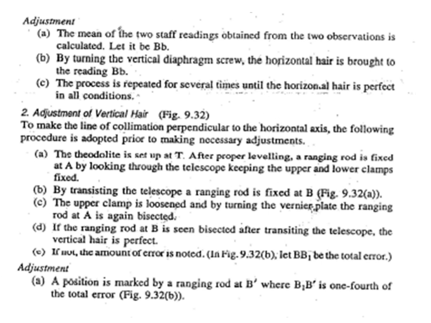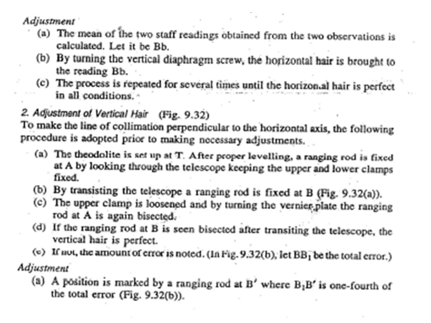The adjustments are done as given below. The mean of two star readings obtained from two observations is calculated. Let it be BB. By turning the vertical diaphragm screw, the horizontal hair is brought to the reading BB. The process is repeated several times until the horizontal hair is perfect in all conditions. Then we are going to see how the adjustment of vertical hair is to be done.